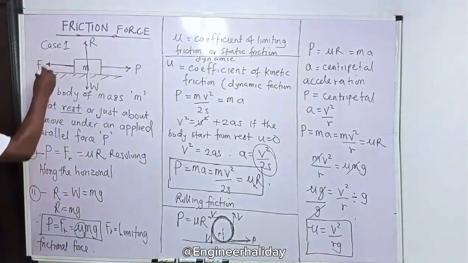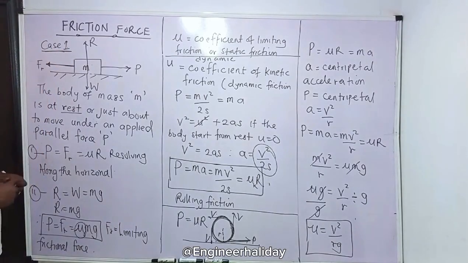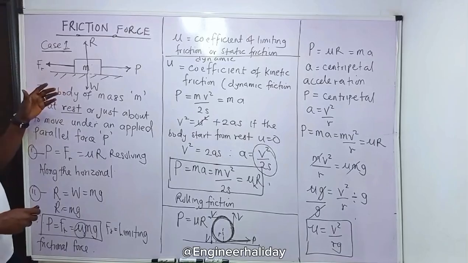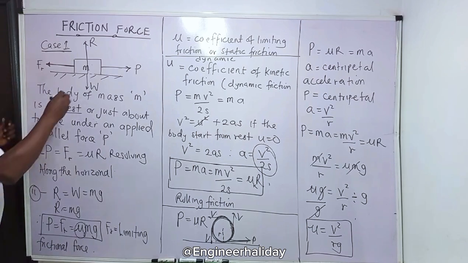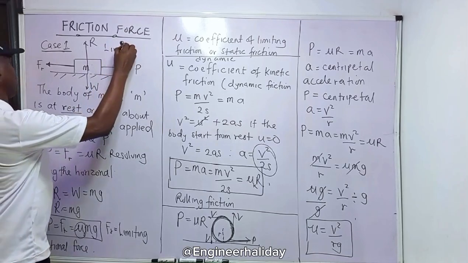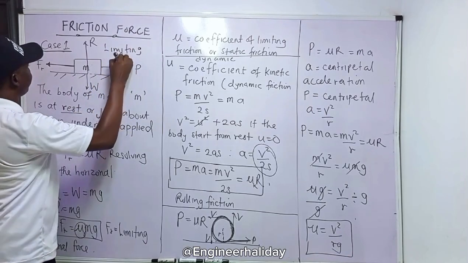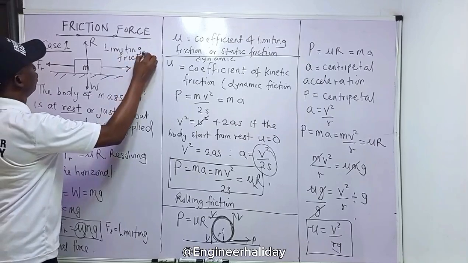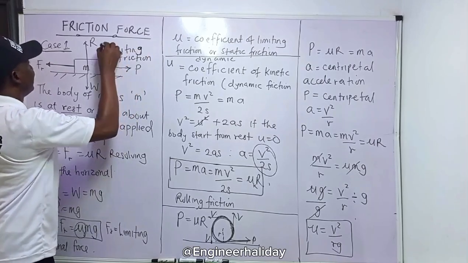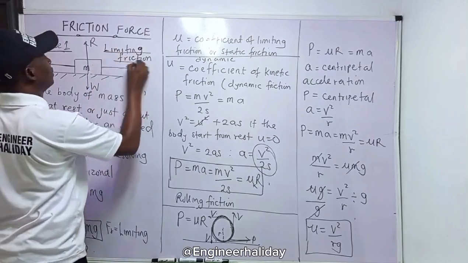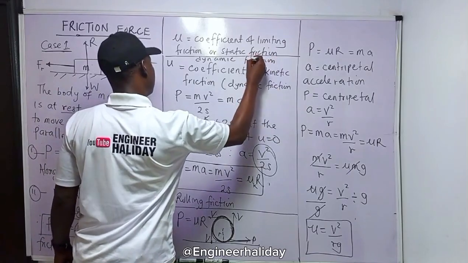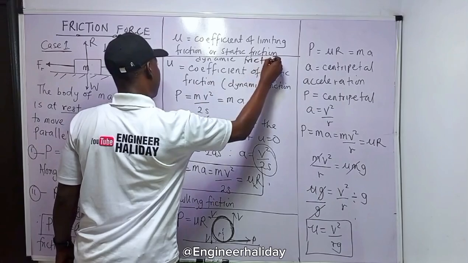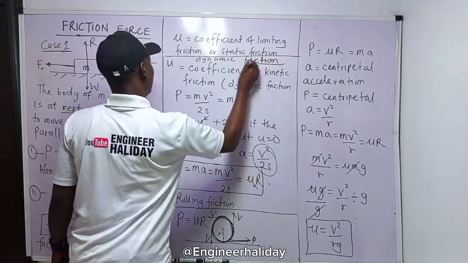Now we are done with case one. We have looked at frictional force when the body is just about to move or at rest, from a limiting friction perspective. I started with the limiting friction. Then I went further to talk about looking at it from a dynamic friction perspective, which is this one that we've just finished doing.